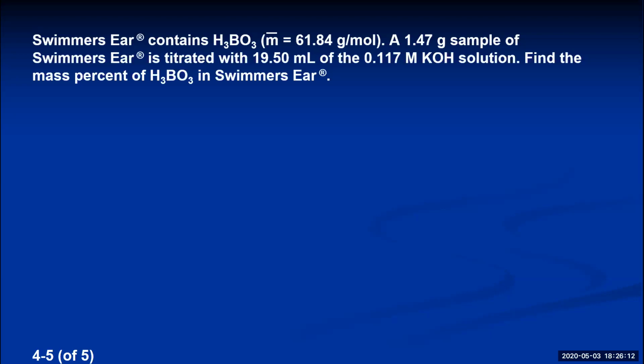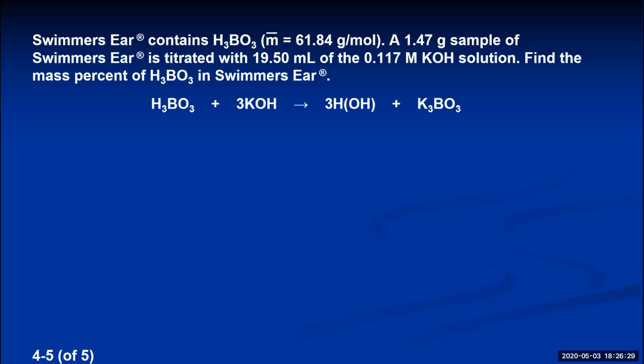So take a couple moments. Let's see if you can work this out and then come back and we'll go through the problem together. So this is another titration calculation. We have an acid, boric acid in Swimmer's Ear, that's reacting with the potassium hydroxide.